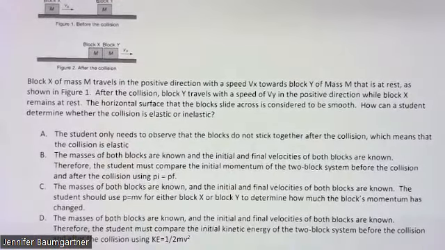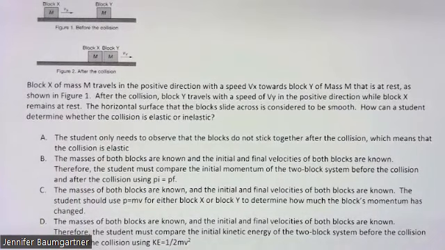Okay, so here we go. I've got block X of mass M that travels in the positive direction with a speed Vx towards block Y of mass M that is at rest, as shown in figure 1. After the collision, block Y travels with a speed of Vy in the positive direction, while block X remains at rest. The horizontal surface that the blocks slide across is considered to be smooth, so we're ignoring friction, basically. How can a student determine whether the collision is elastic or inelastic? Go ahead, pause the video, see if you can answer.